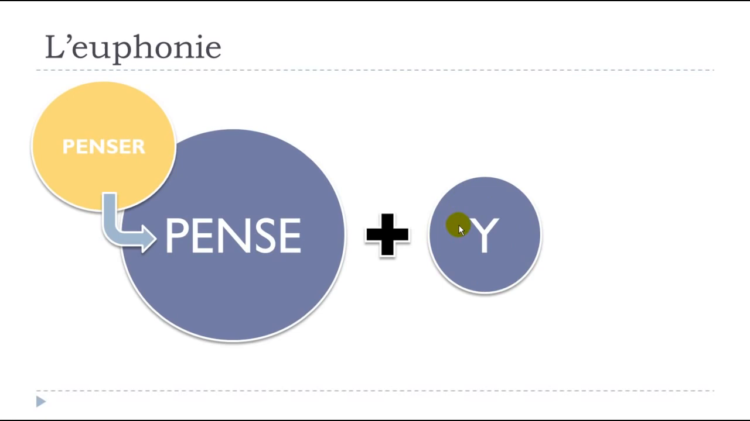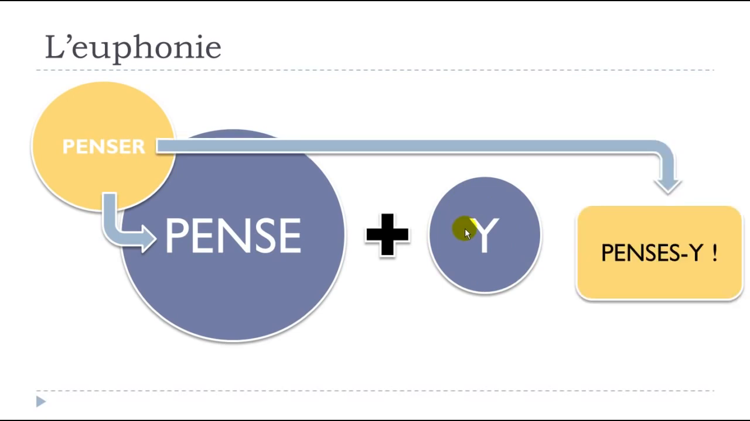In other situations like penser, for instance, if you look carefully, pense, and then you want to put the y, in that case you will change the grammar as well, and you will keep the s that we normally have at the present form: pense-y. So you don't keep the normal imperative form, but you put this S. Pense-y.